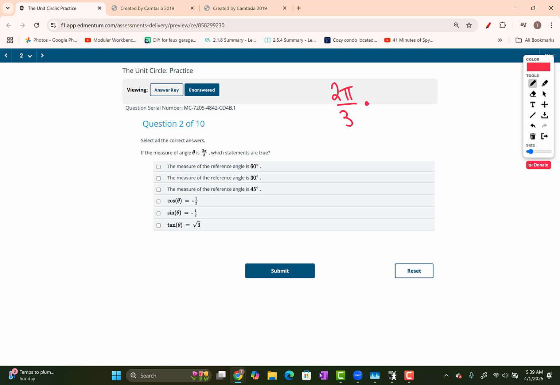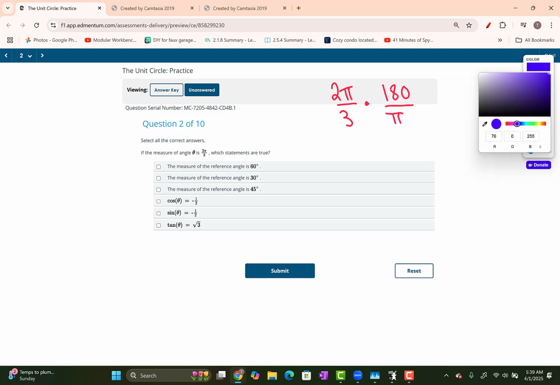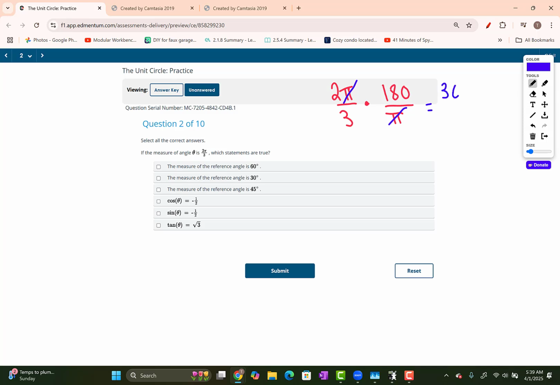going to multiply, this is just the formula, by 180 over pi. The pi's cancel out, they divide out because we have a pi in the numerator and a pi in the denominator. Anything divided by itself is 1. Across the numerator, we have 2 times 180, 360. Across the denominator, we have 3. 360 divided by 3 is 120 degrees.